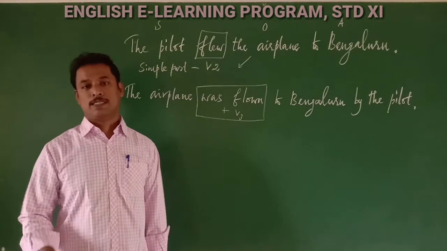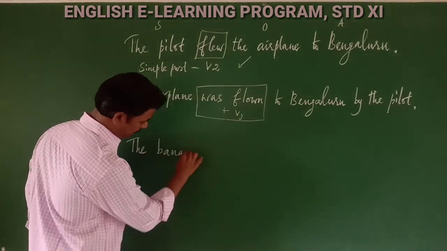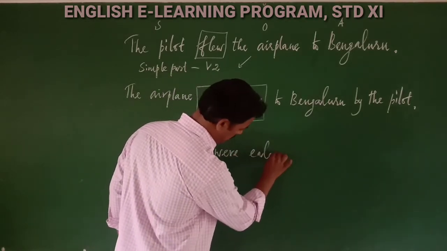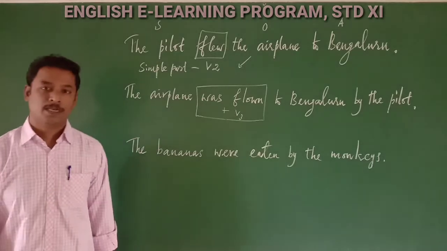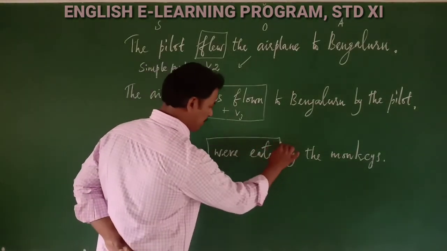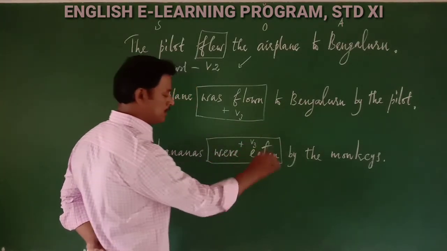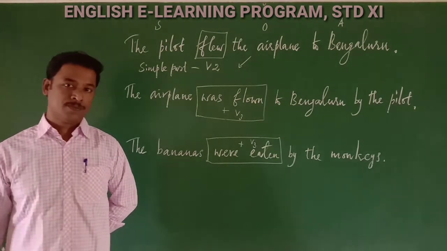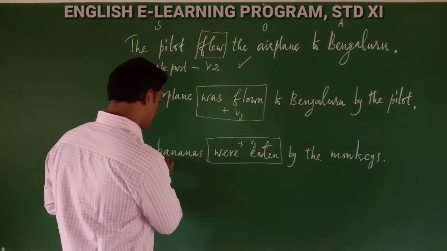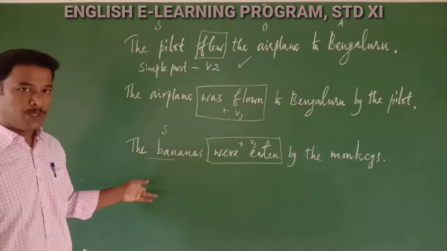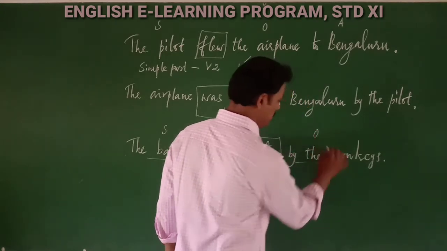Okay, right. The next given example in your textbook at page number 78 is the bananas were eaten by the monkeys. The bananas were eaten by the monkeys. Right. Here, the verb pattern used is were plus verb 3. Was or were plus eaten is in past perfect. So it is also in passive construction. So we have to change this passive voice into active voice. The doer of the action is the monkeys, and the bananas is the object.